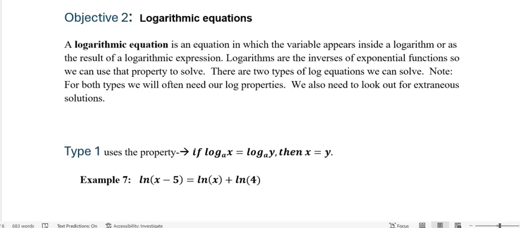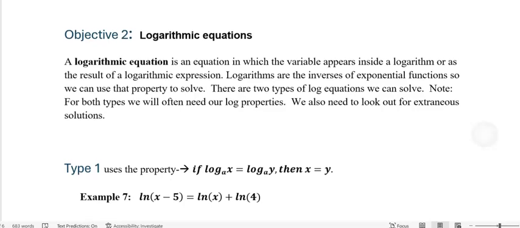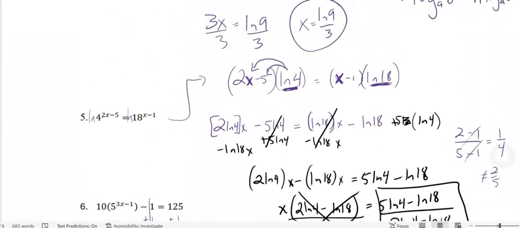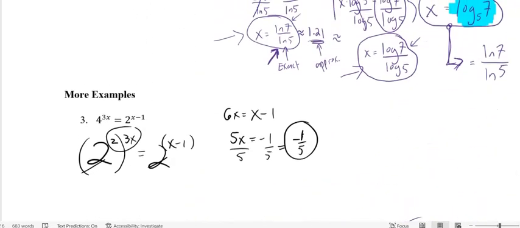Okay, now that we've tackled our exponential equations, we're going to jump to logarithmic equations. And the process will be similar. Remember how we solved exponential equations: we kind of had two types. We said, well, if I can write it with the same base, then it's going to be easy. And we're going to do that with logs. We're going to see that as well.